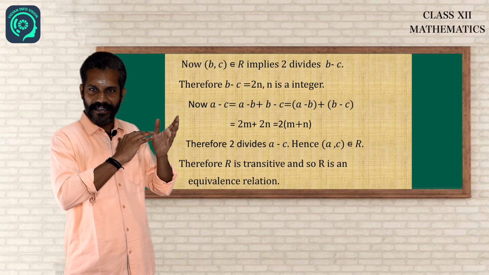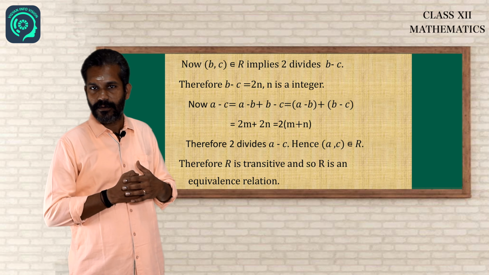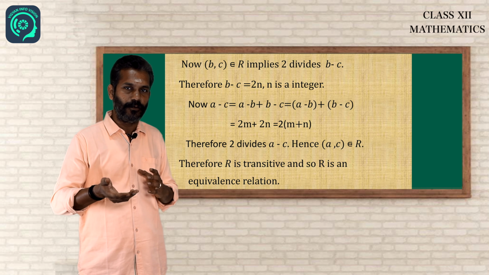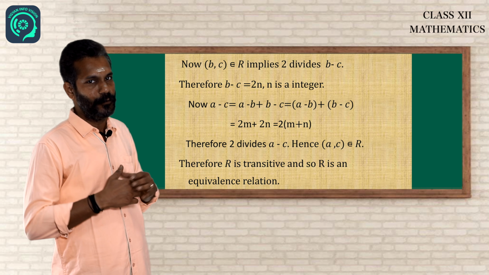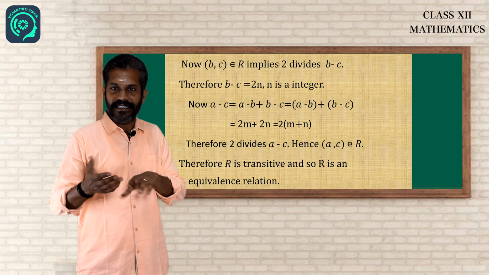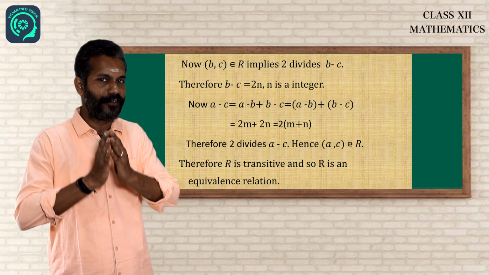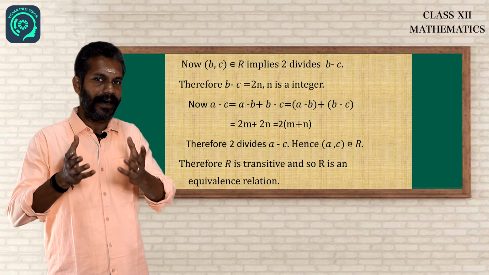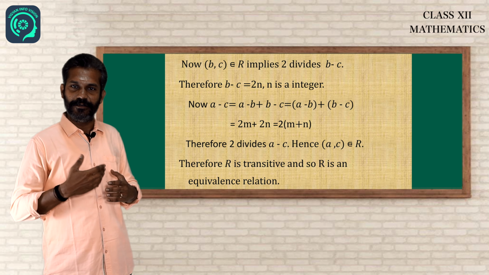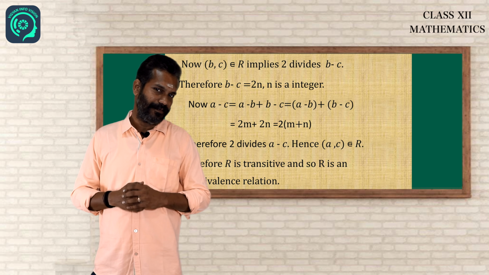Now let us find A minus C. A minus C is equal to A minus B plus B minus C, which is equal to 2m plus 2n. Taking 2 outside, we get 2 times m plus n. It is a multiple of 2. That is, A minus C is also a multiple of 2. That implies A minus C is divisible by 2. That means 2 divides A minus C. Then the ordered pair A, C is an element of capital R. Thus we have shown that R is a transitive relation. Here capital R is reflexive, symmetric and transitive. Then we say that it is an equivalence relation.